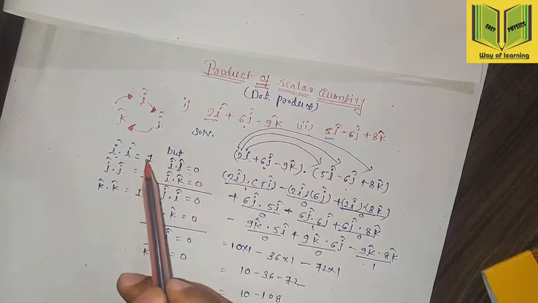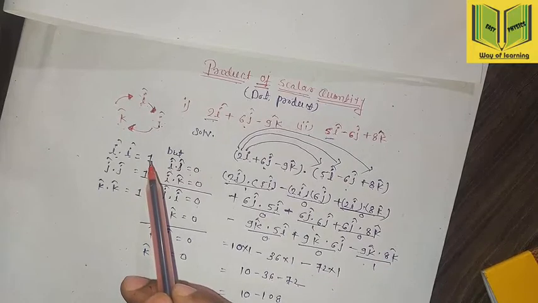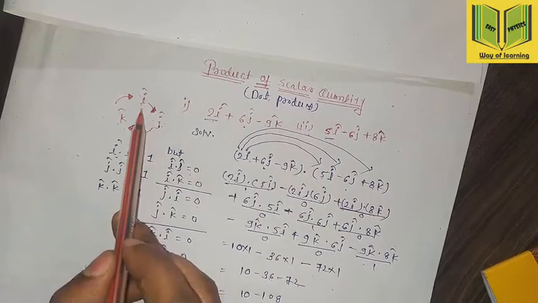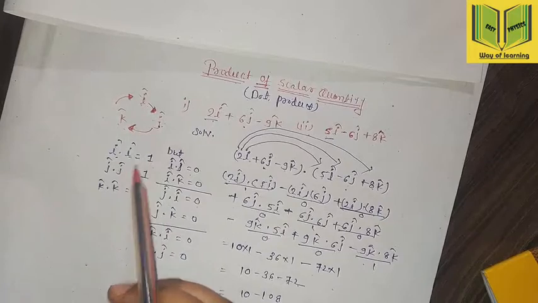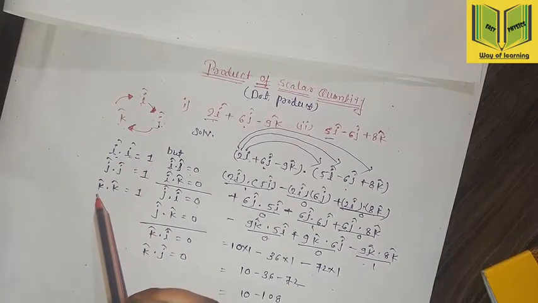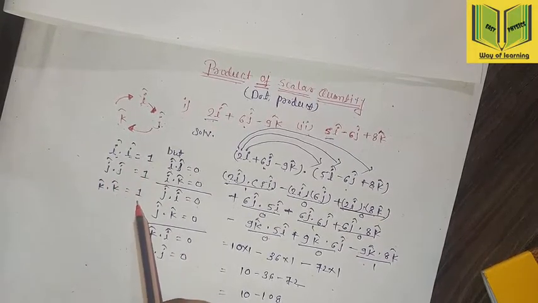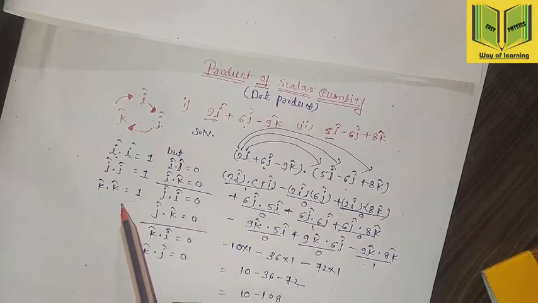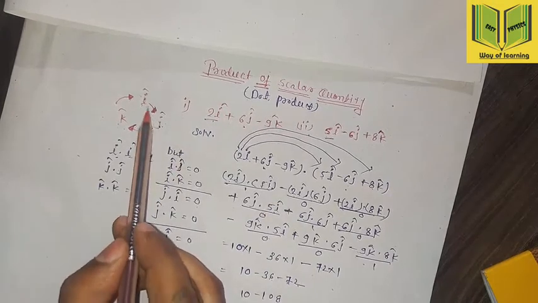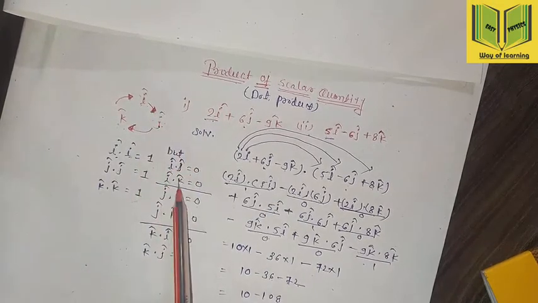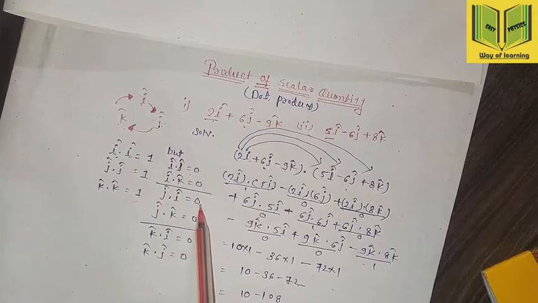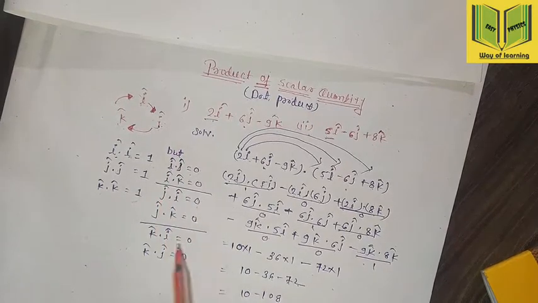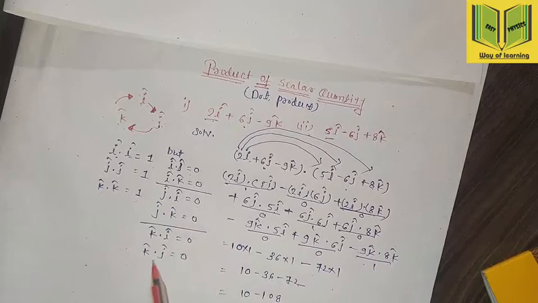Always remember, in the dot product, if we are multiplying the same quantity, i dot i, we will get 1, j dot j we will get 1, and k dot k we get 1. If we are multiplying opposite or not the same quantities, for example i dot j, i dot k, j dot i, j dot k, k dot i, we get 0. So we get 0 if we multiply unlike quantities.